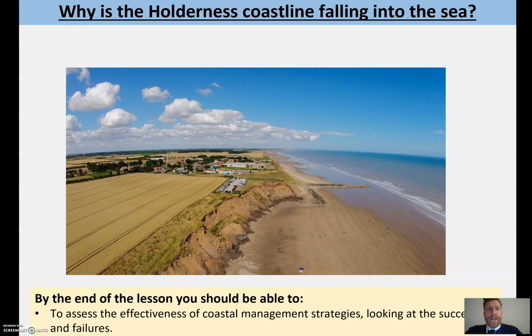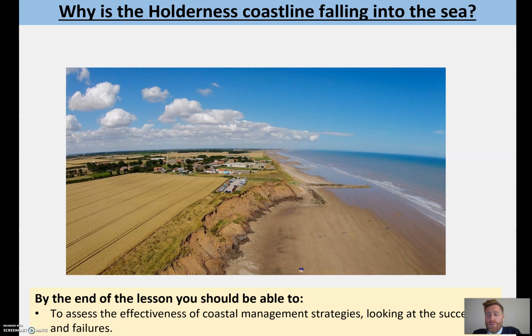So what we're looking at is: why is the Holderness coastline falling into the sea? We've been looking at coastal erosion. Last lesson you looked at coastal defences, and you had an excellent lesson in which you looked at different types of defence: hard engineering and soft engineering. This time we're going to look at what decisions are made, why they are made, and how they are made when it comes to deciding whether or not to defend a coastline.